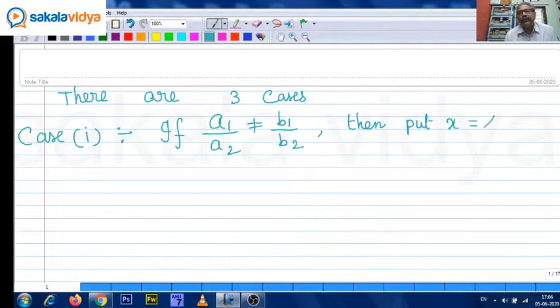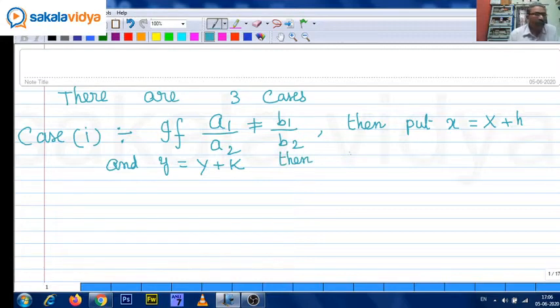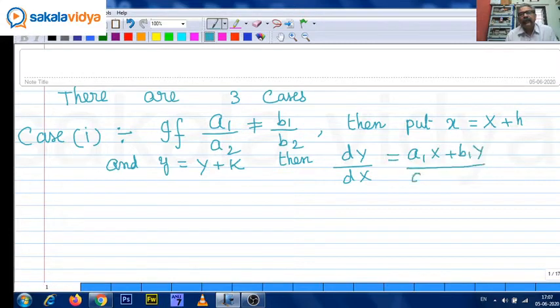Put small x equal to capital X plus h and small y equal to capital Y plus k. It becomes homogeneous, then we can solve it. Then d capital Y by d capital X becomes a1 capital X plus b1 capital Y upon a2 capital X plus b2 capital Y. This is homogeneous. Easily we can solve it now.